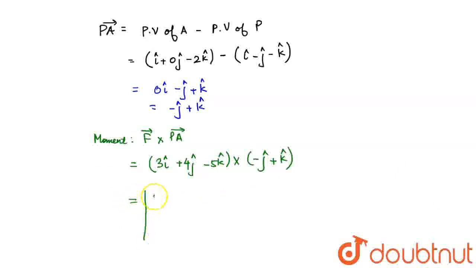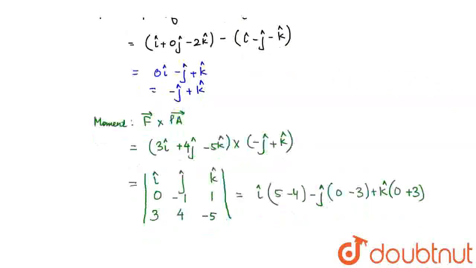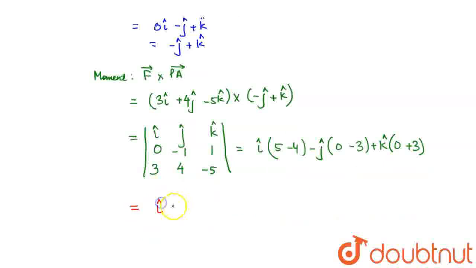So that would be equal to the determinant with rows i, j, k; 3, 4, -5; and 0, -1, -1. So it is equal to i(-4 - 5) - j(-3 - 0) + k(-3 - 0). That would be... so this would be equal to -9i + 3j - 3k. So this is the moment.